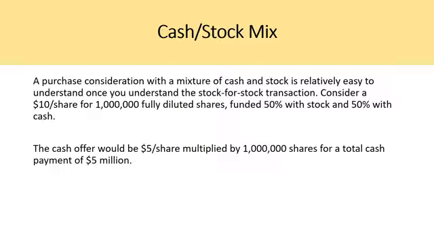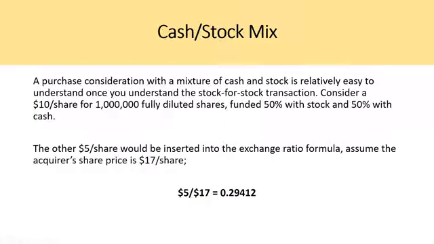So a purchase consideration with a mixture of cash and stock is relatively easy to understand once you understand the stock for stock transaction. Consider the $10 per share for 1 million fully diluted shares, funded 50% with stock and 50% with cash. The cash offer would be $5 per share. It's 50% of $10 a share, multiplied by 1 million shares for a total cash payment of $5 million.